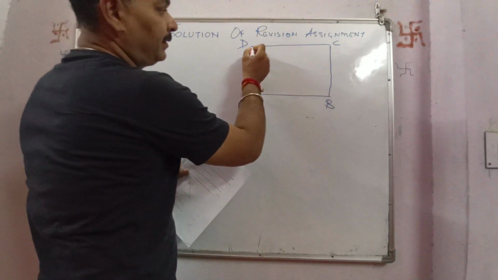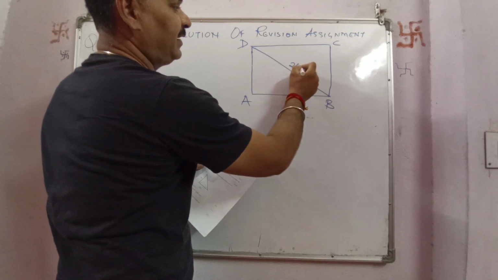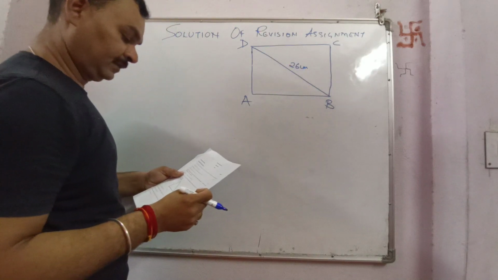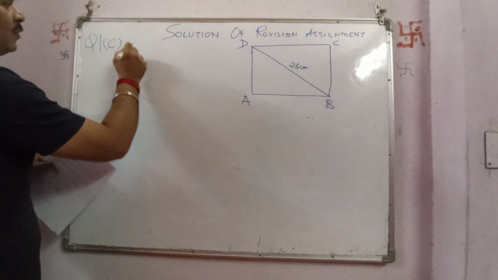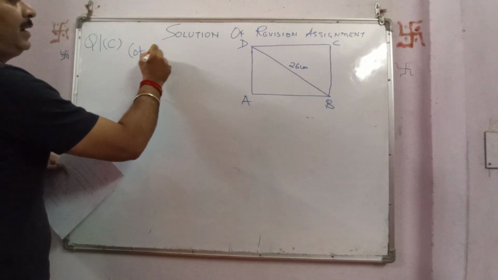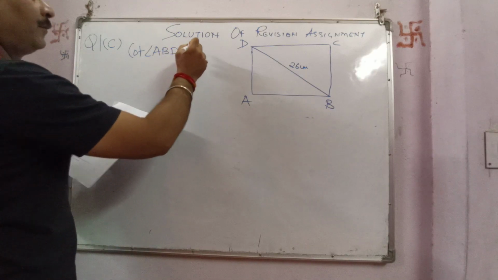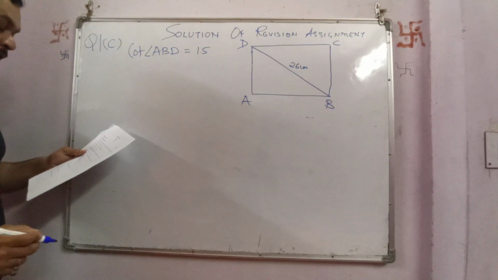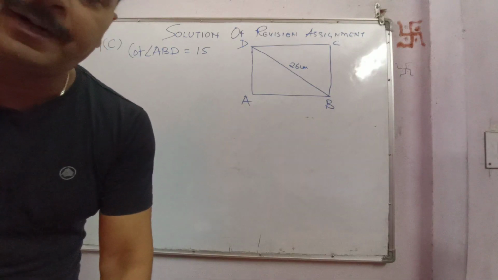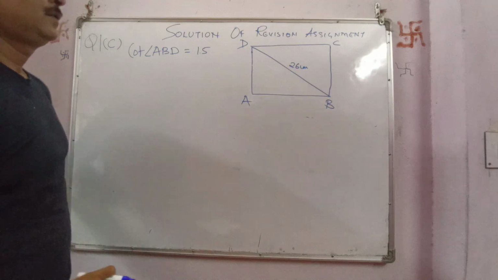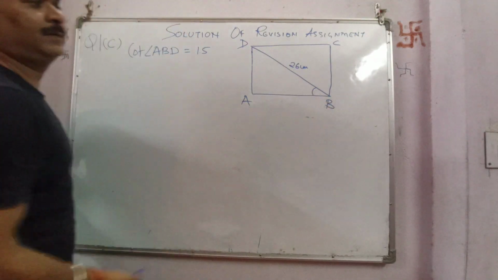Diagonal BD is given 26 centimeter, and the cotangent of angle ABD, that is cot of angle ABD, is given 1.5. You need to find the area and the perimeter of the rectangle. So cot of angle ABD, that means this angle is taken.